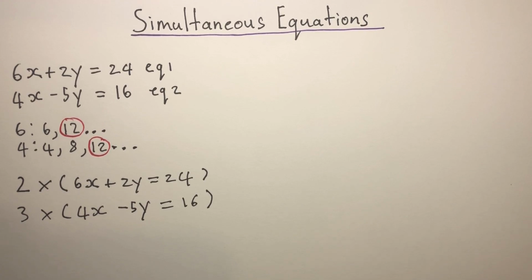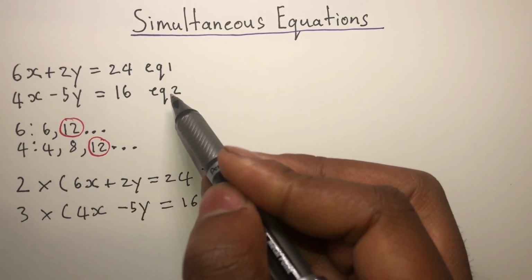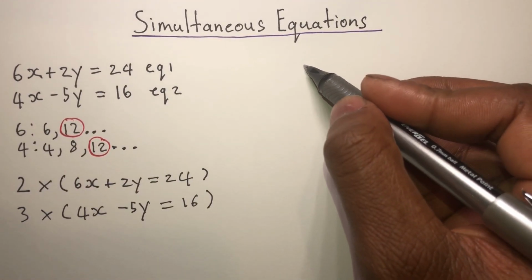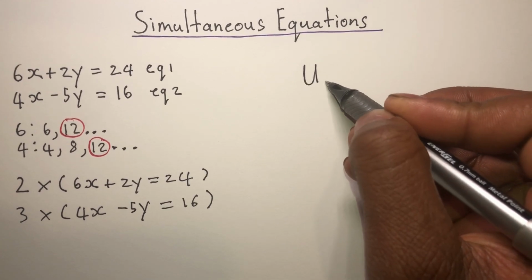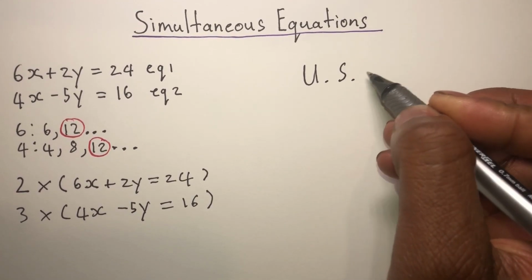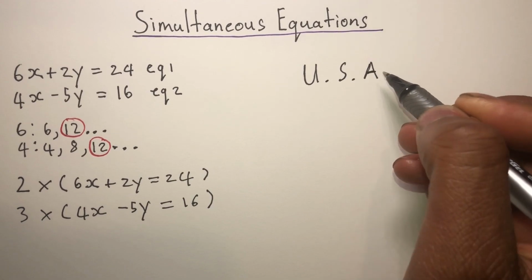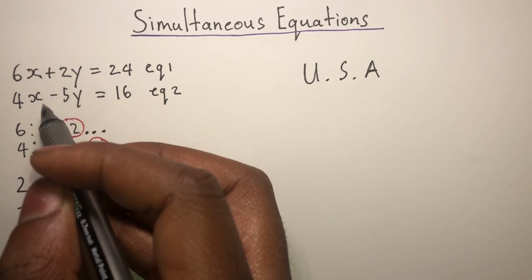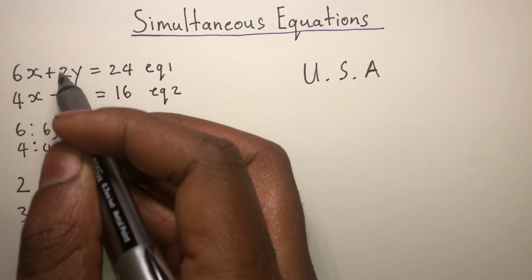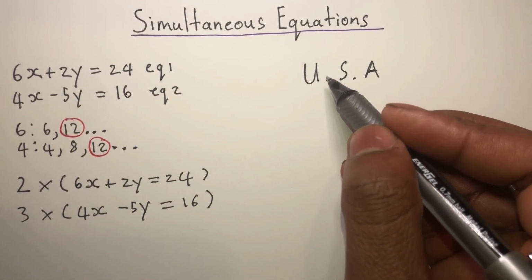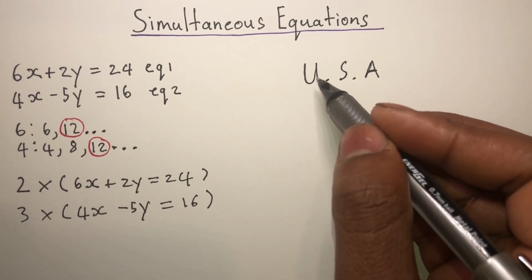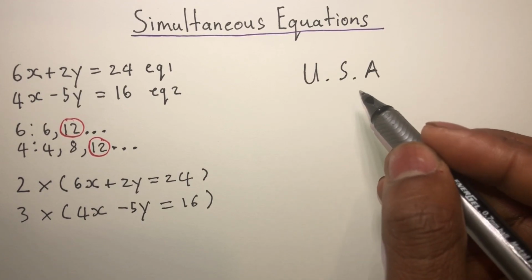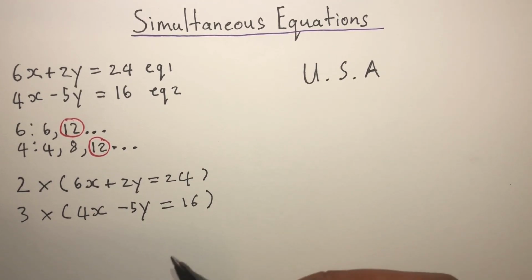Now, when we look at equations 1 and 2, we can see that they have unlike signs. And from our previous lesson, we learned that when we come upon a pair of simultaneous equations and they have unlike signs, we have to add them. So this abbreviation stands for unlike sign add, and we went over this in our previous lesson. So please check it out if you haven't watched it.